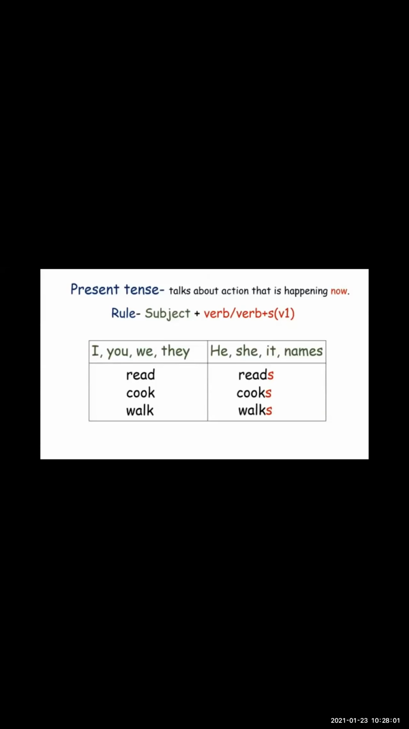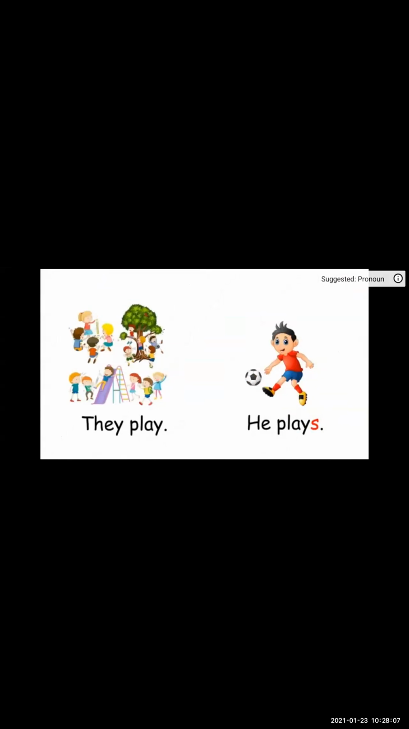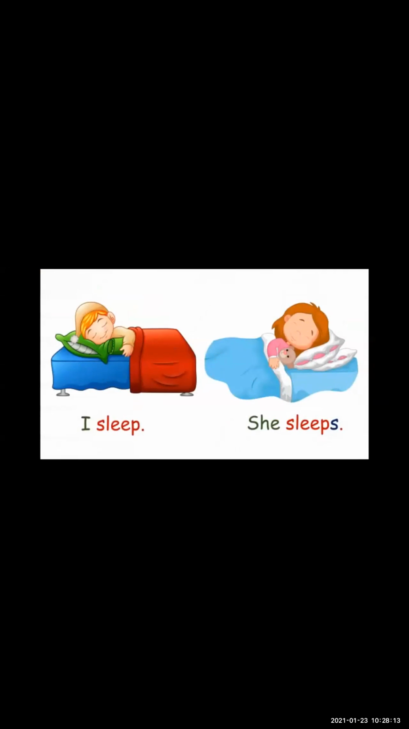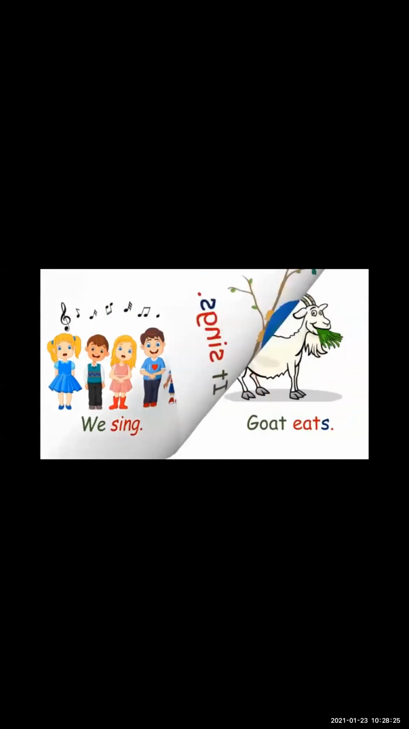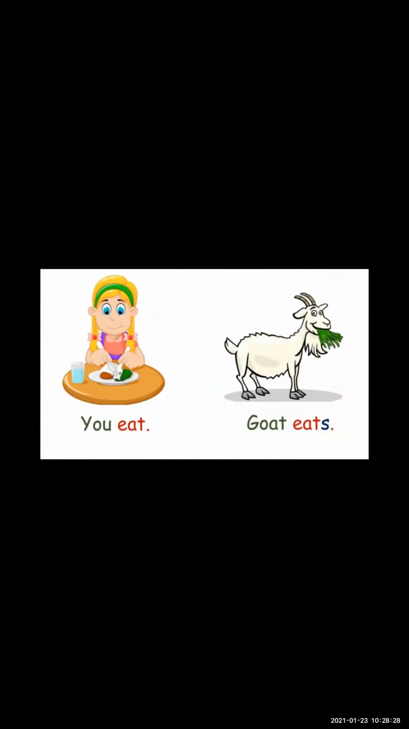Look at some more examples with pictures and sentences to learn this concept better. They play. He plays. I sleep. She sleeps. We sing. It sings. You eat. Goat eats. Notice that the sentences on the right side begin with a noun or a pronoun which is in third person singular form. That is the reason why the verb adds an S to it.